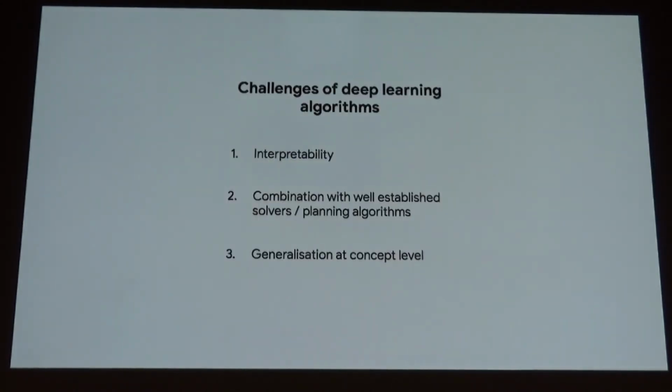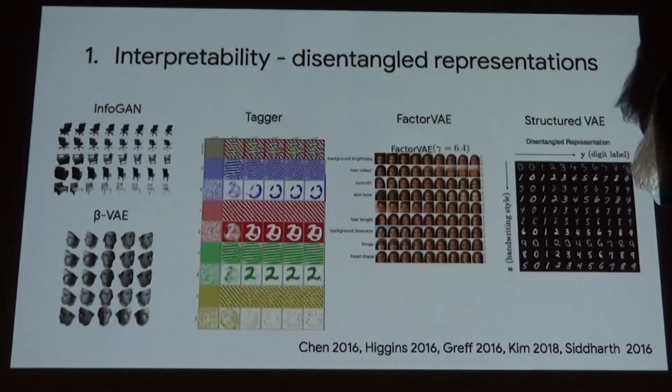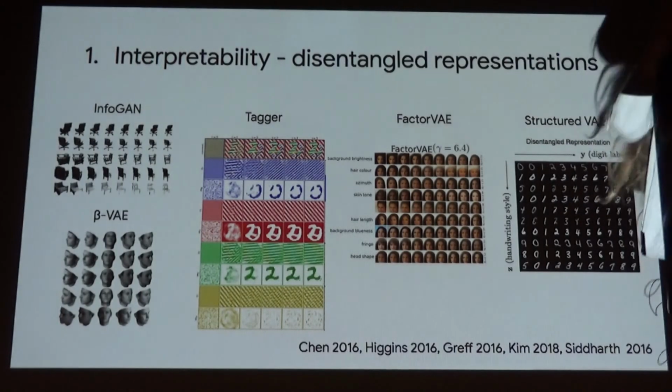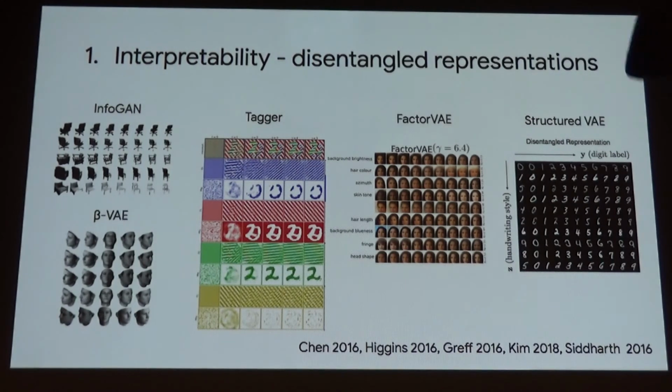And finally, to finish the talk, I wanted to mention a couple of other papers that dealt with what I call the challenges we have in deep learning compared to these symbolic methods, which are, as I mentioned, interpretability, the fact that we're not combining them with existing methods, and generalization at concept level. The one that has been done the most by far, as we all know, is interpretability.